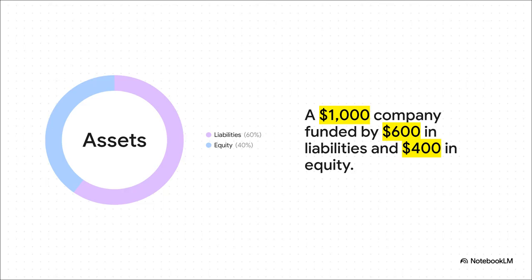So let's make this real with a simple example. Picture a company with $1,000 in assets. We look at the balance sheet, and it says it's funded with $400 of equity and $600 of liabilities. So the capital structure is 60% debt and 40% equity. Case closed, right? Well, not so fast. The devil, as they say, is in the details.